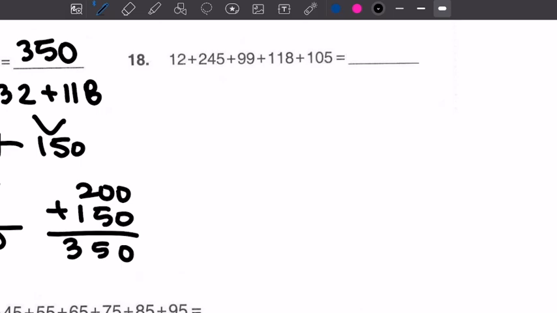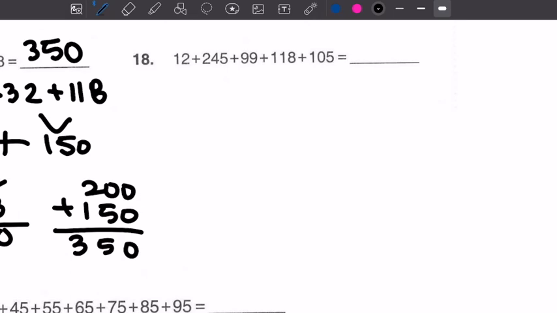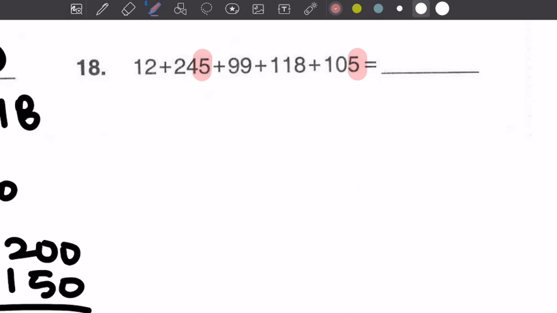Now for question number 18, we have 12 plus 245 plus 99 plus 118 plus 105. Now, not all of these numbers can add up to ones digits of zeros or tens, right? But we're going to look for the ones that are possible out of the numbers. First, we see 5 and 5, and then we see 8 and 2. So let's start from there.